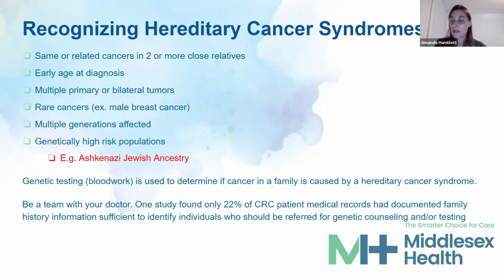So hereditary cancer can really only be identified if you know your family history and you know if these clues are in your family, and then if you share it with your providers. One study found that 22% of people with colorectal cancer didn't have enough information in their medical chart to determine if it could be a hereditary cancer syndrome that caused their colorectal cancer. So it's really important to share family history with your medical providers in order to determine whether or not you could be at risk for hereditary cancer.